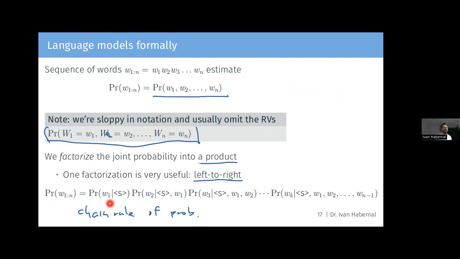And here we're starting with something very awkward. We're starting with what's the probability of word one given this symbol S. And this symbol S is just the starting symbol of the sequence. So we're saying, okay, given the starting symbol of the sequence, what's the probability of word one? Then multiply by, okay, what's the probability of word two given the start and first word? What's the probability of word three given the start, word one and word two, and so on and so on, okay? So this is one way we can factorize this large joint distribution.